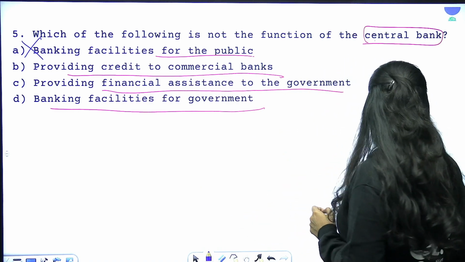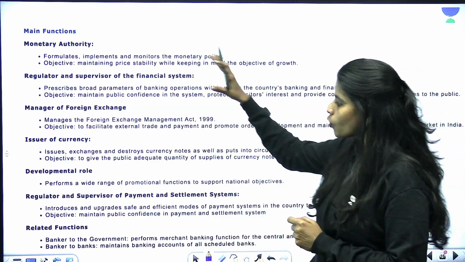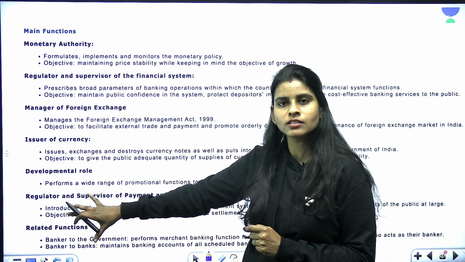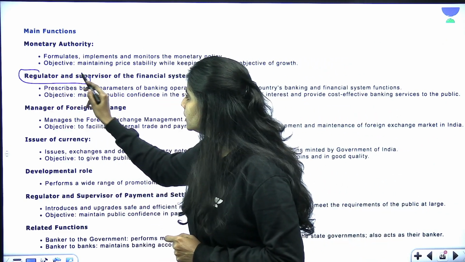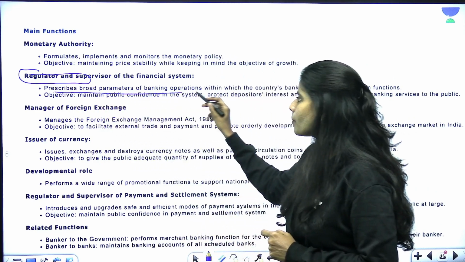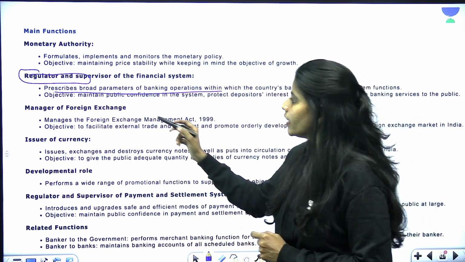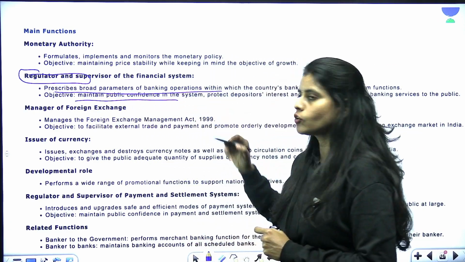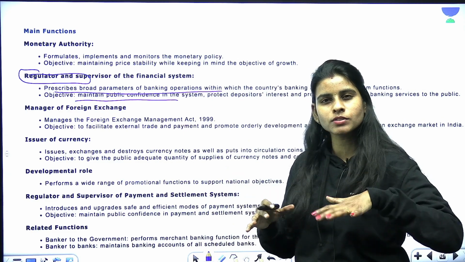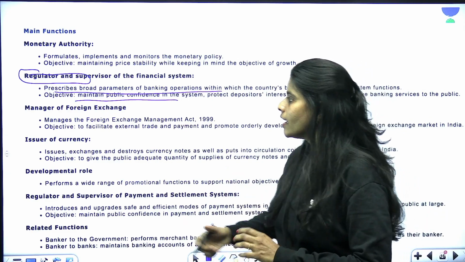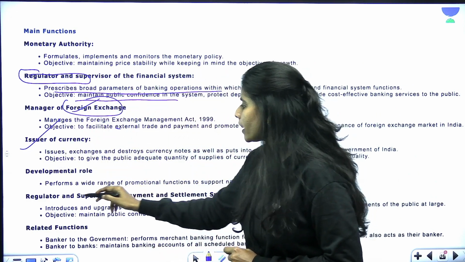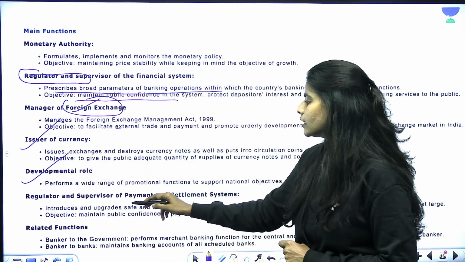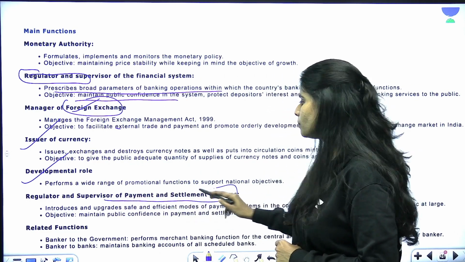So here we will have a quick look at some of the important functions of the Reserve Bank of India, talking about the role of being a regulator. It prescribes the parameters of banking operations. It helps in maintaining the public confidence so as to avoid bankruptcy kind of situations. And manager of foreign exchange, that we know, it issues currency, it plays a development role, it is the regulator and supervisor of payment and settlement systems.